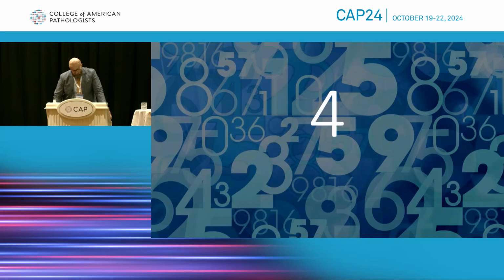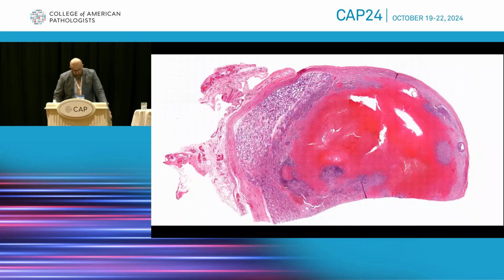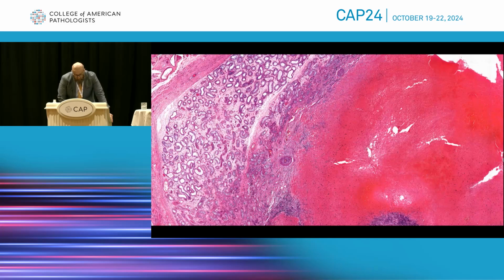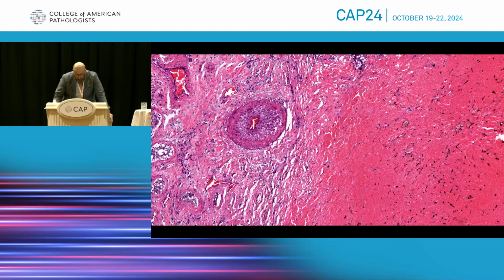And for my last of the cases that I was going to mention here today, this is a testicular mass. And so here you can see a big area of hemorrhage in the testis, some normal seminiferous tubules at the left side. As we zoom in, we don't really see any tumor cells per se. There's this area of hemorrhage, and then we see this blood vessel, which is sort of suspicious.